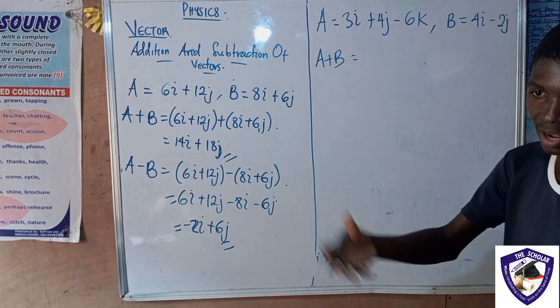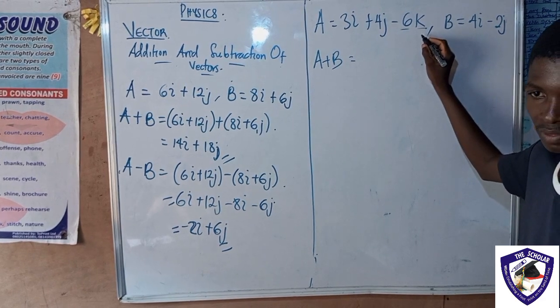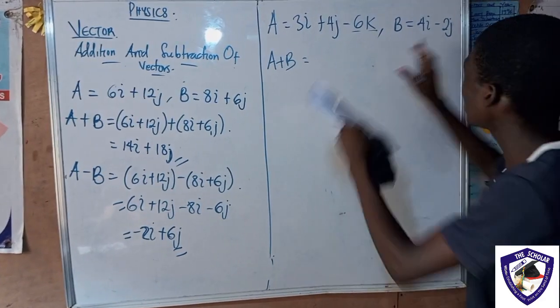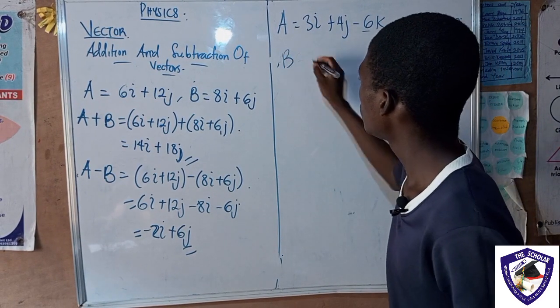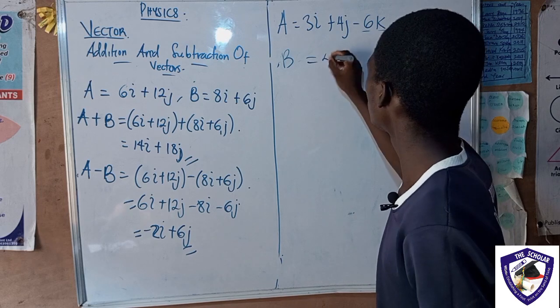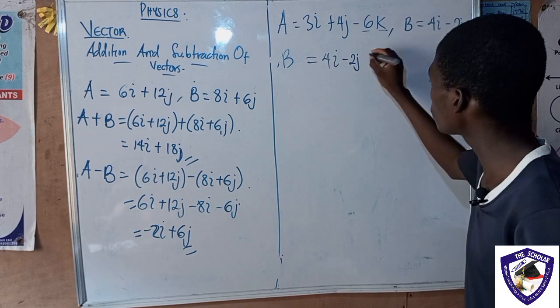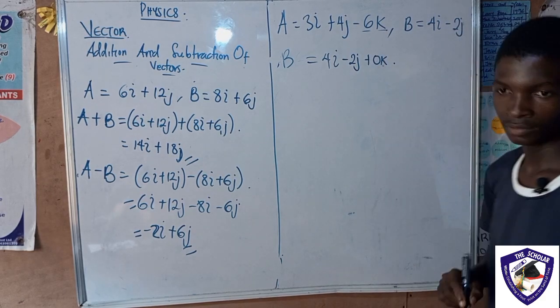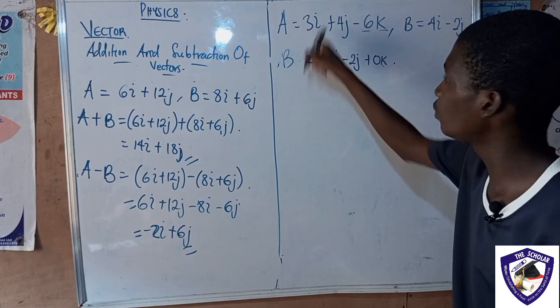But there is a question that might arise. What are we going to add k with? Yes or no? Now, what do we need to do? Let us rewrite this. That means our B here is equivalent to 4i minus 2j. K is there, but plus what? 0k. Are you getting this? Plus 0k. Then our A, we have it here.